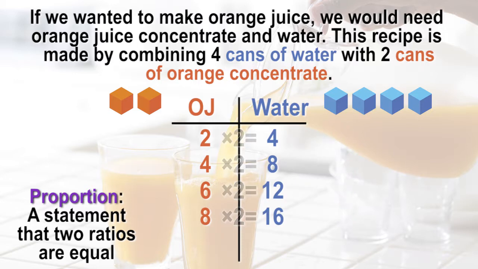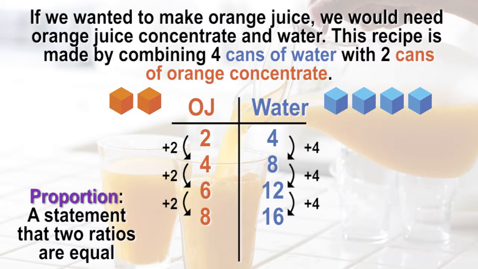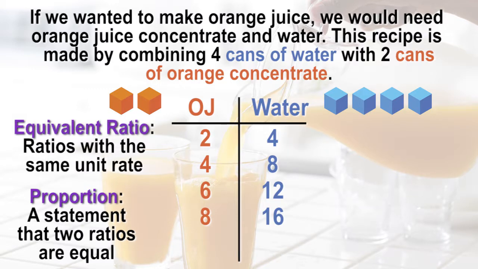Another pattern exists going down the columns. On the concentrate side, 2 is added to each row. On the water side, 4 is added to each row. This is known as additive reasoning. The table of recipes contains pairs of equivalent ratios.